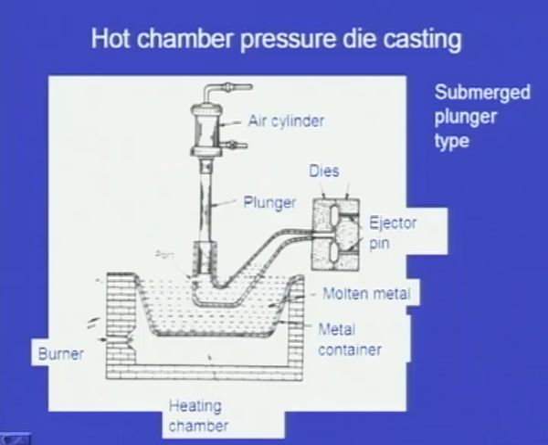And here we are using a plunger. When this molten metal is ready, the molten metal will be going inside through this port. Then we press the plunger, the molten metal will be injected. After the molten metal occupies the cavity, after some time it will be solidified.